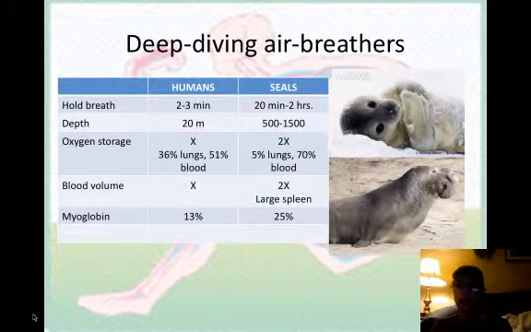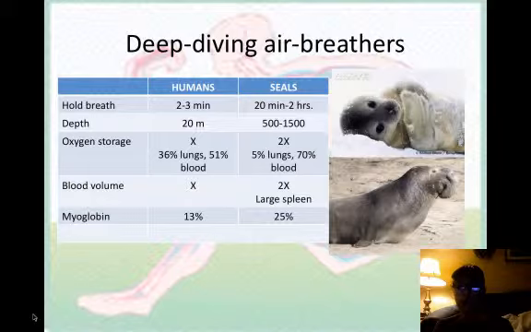Deep diving air breathers stockpile oxygen and deplete it slowly. A human can only hold his breath for 2 to 3 minutes and swim to depths of about 20 meters, which is 60 plus feet. But the Weddell seal, and the picture on the top is a Weddell seal, can dive 200 to 500 meters and last 20 minutes. Elephant seals, which is the one on the bottom, can dive 1,500 meters, almost a mile, and stay submerged for up to 2 hours.